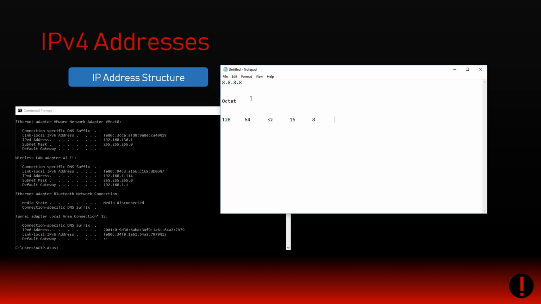And this is probably one of the most important tables you'll ever see. So what we're seeing here is 1 is 2 to the power of 0. 2 to the power of 1 is 2, 2 to the power of 2 is 4, and as we go through, up until we get to 2 to the power of 7, which is 128. Now, these are our 8 ones or zeros. These are our 8 bits. This is the 8-bit structure that we're looking at.